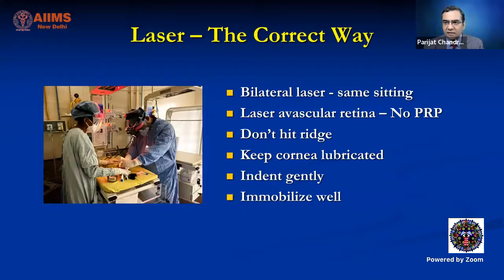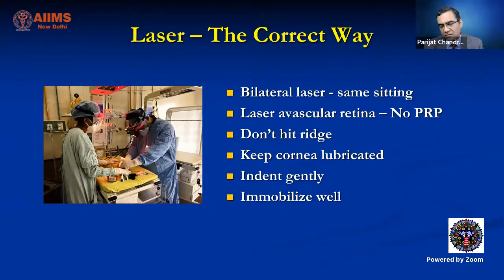Doing laser the correct way is very important, so that you can do bilateral laser in the same sitting, and you have to laser the avascular retina. A lot of people like to do PRP. PRP is recommended for diabetic retinopathy, for PDR. It's not recommended for ROP. We should not be lasering the vascular retina, which is anyway small in size. You don't want to destroy a good retina. Don't hit the ridge. If you hit the ridge, you will end up with retinal hemorrhages. It might incite further proliferation and incite contraction of the ridge. So don't hit the ridge.